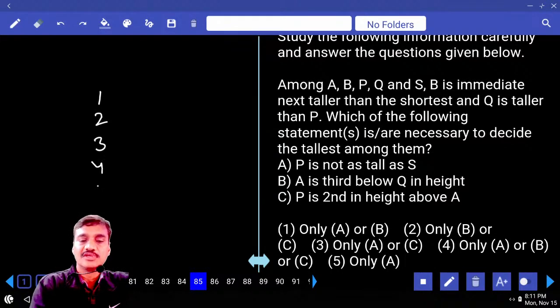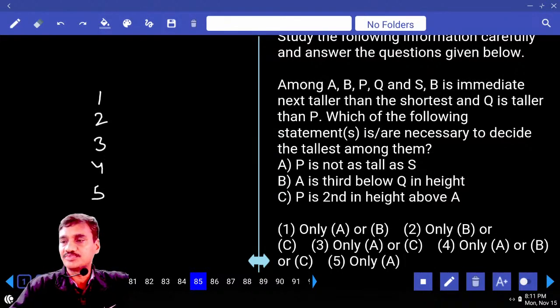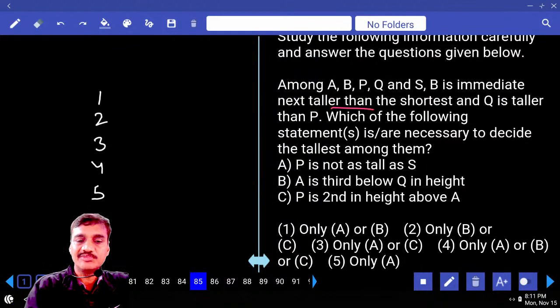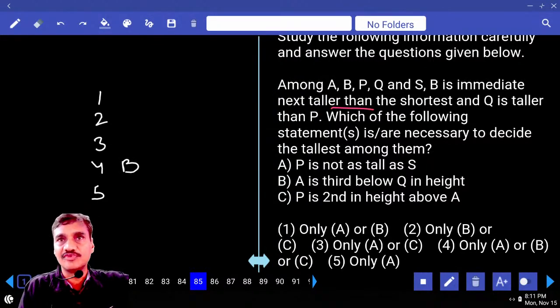5 persons. And out of which, who is this person here? B is immediate next taller than the shortest. Shortest, immediate next taller, what is the position here? 4th position. Tallest position is 5th position, immediate taller than that one is.